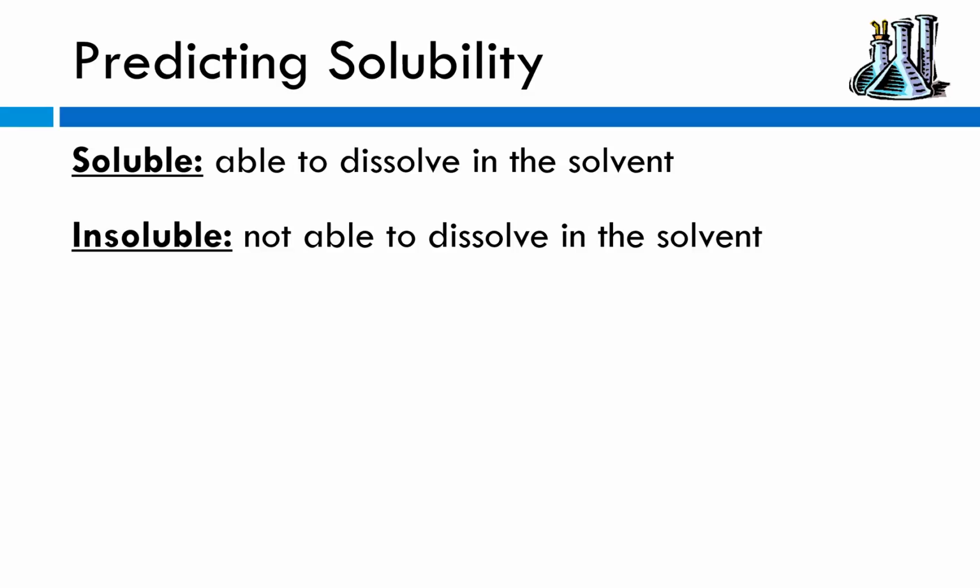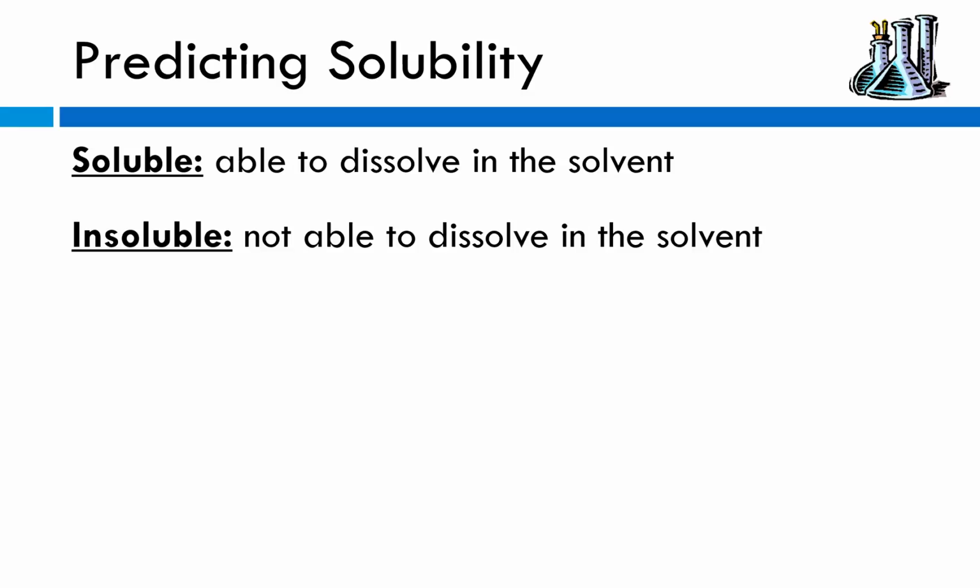So something like lead iodide, PbI2, that's that yellow precipitate that forms in different chemical reactions that we've run in the previous semester. That is an insoluble compound. It does not dissolve in water. You cannot form a homogeneous mixture.